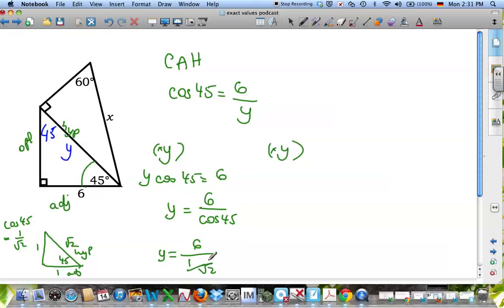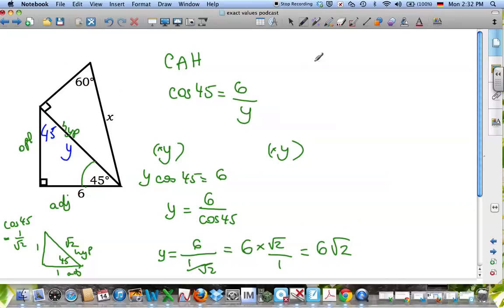Okay, now probably not very nice to have fraction over fraction. Nice if we can simplify that a little bit. We need to remember that dividing by a fraction means you multiply by the reciprocal. So the reciprocal of 1 over root 2 is root 2 over 1. So this simplifies to 6 root 2. Good. So that's the exact value of y.